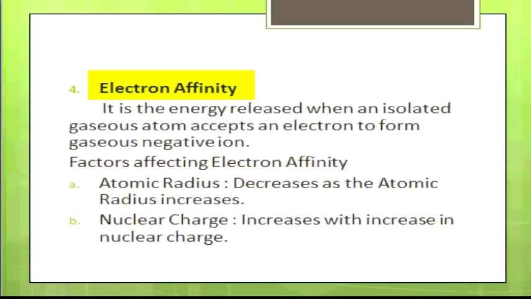Now, electron affinity. Just as energy is required to remove an electron from an isolated gaseous atom, energy is released when an electron is added to an isolated gaseous atom. This energy is called electron affinity. Electron affinity of an element is the energy released when an isolated gaseous atom accepts an electron to form the gaseous negative ion.